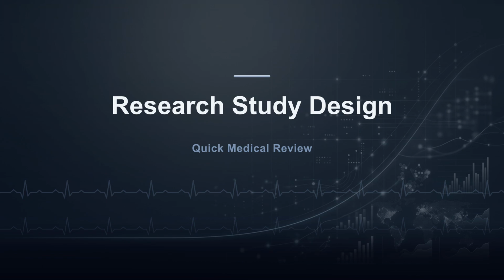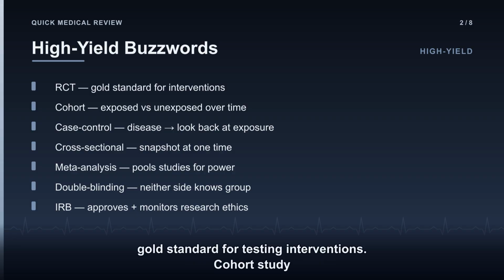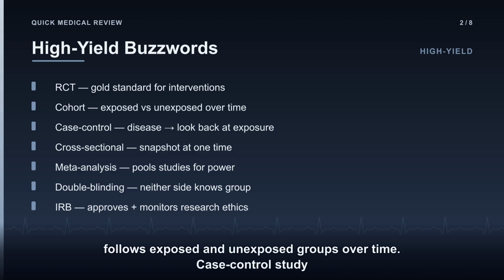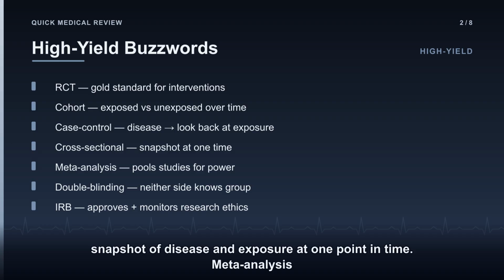Let's go. Buzzwords first. Randomized controlled trial: gold standard for testing interventions. Cohort study: follows exposed and unexposed groups over time. Case control study: starts with disease and looks back at exposure. Cross-sectional study: snapshot of disease and exposure at one point in time.